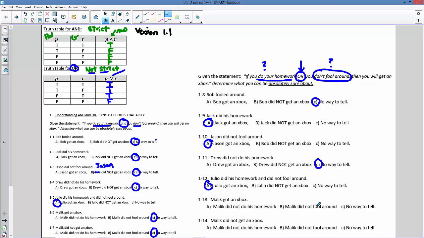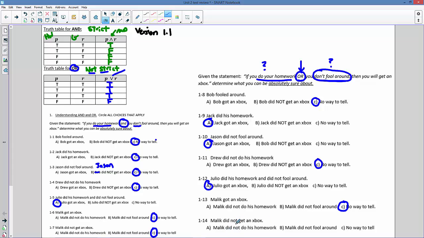Okay, Malik got an Xbox. All right, again, this is no way to tell, because just because he got an Xbox, this guarantees he gets an Xbox if he does these two things, but he could have got an Xbox for a different reason. So again, this is no way to tell. And Malik did not get an Xbox. Again, there's no way to tell.